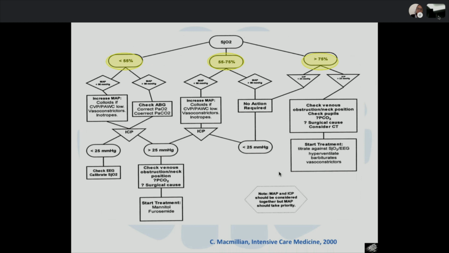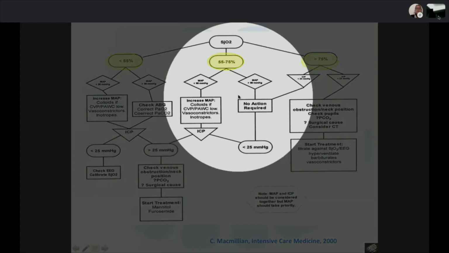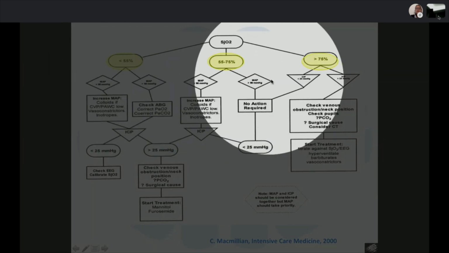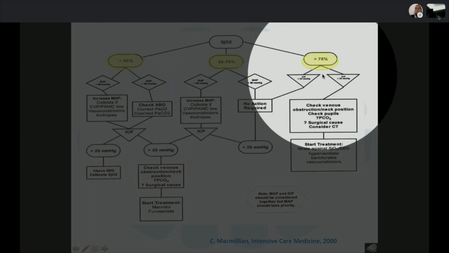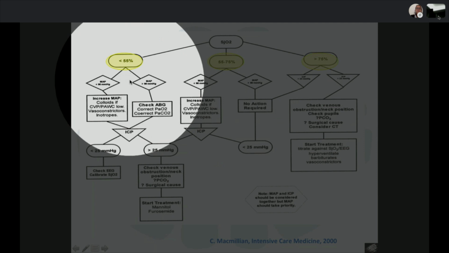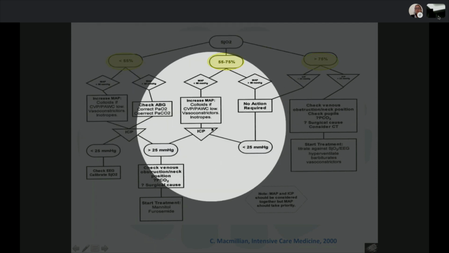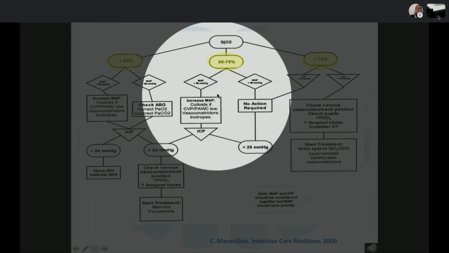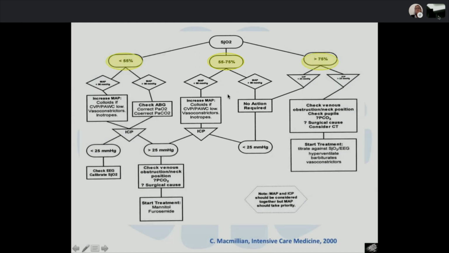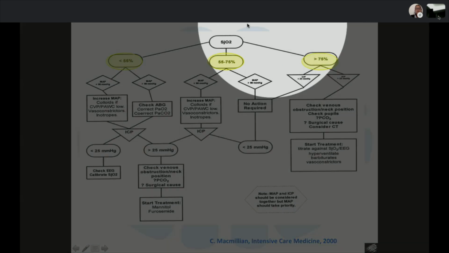So this is a nice algorithm which was proposed about 10 years ago. Basically, the authors here suggested what to do when we see impaired values of SjO2, so above 75% or below 55%, but even what to do and what's the reason behind normal values and physiology.